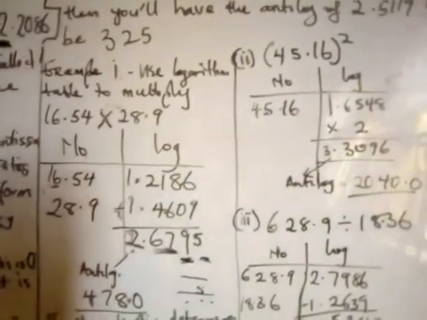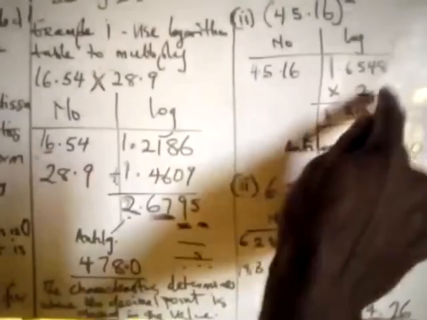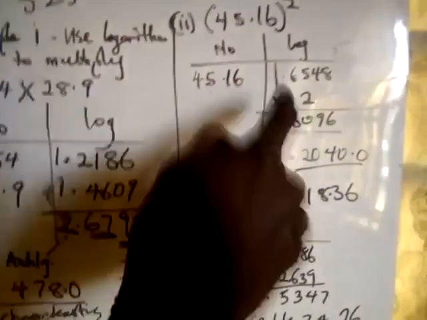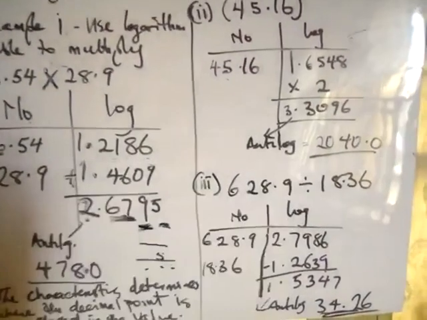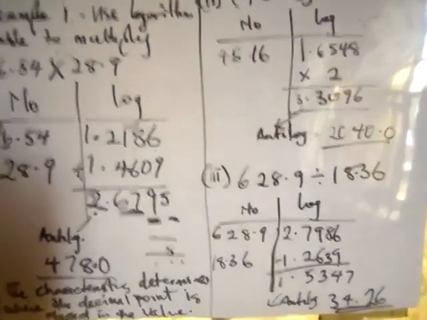Because of the power, you multiply by that power. If it is 3, you multiply by 3. If it is 4, you multiply by 4. But this power is 2, so you multiply by 2. Multiplying 1.6548 by 2, you have 3.3096.